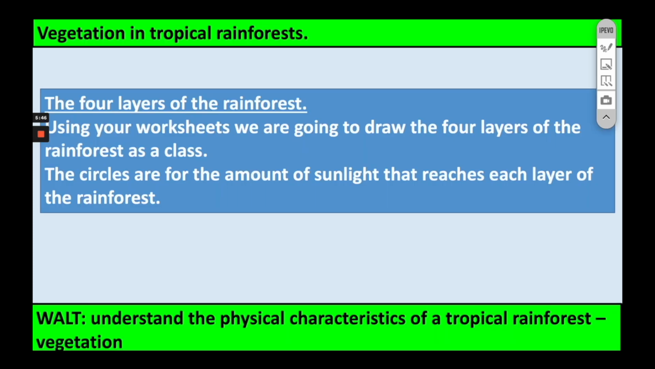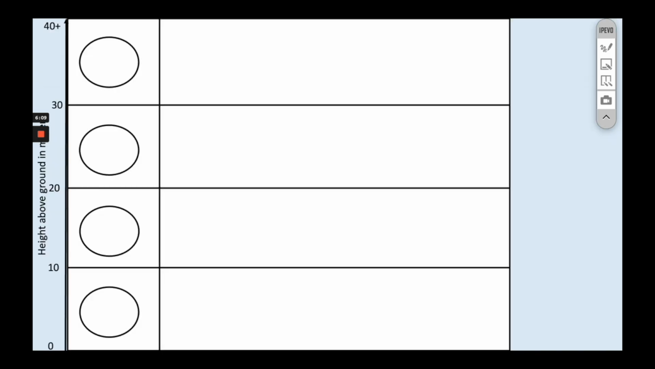So the first thing we need to do is have a look at the 4 layers of a tropical rainforest. Now this says using your worksheets, but as this is a video lesson, you'll just be copying your own version of the diagram. So you can pause and play this part of the video as much as you need to, so you can rewind it so that you can complete your diagram. We are now going to complete a diagram of the 4 layers of the tropical rainforest.